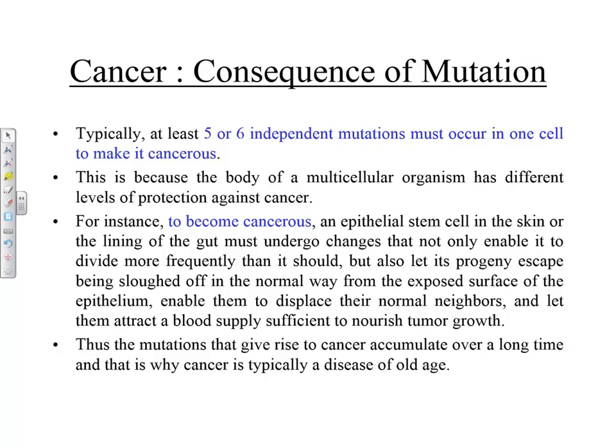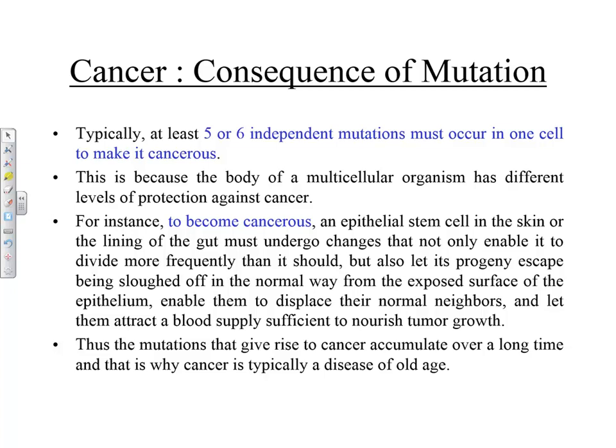Remember, the cells on your skin are replaced once every 10 days. The cells lining your gut, once every 3 days. So even if the cell is trying to become cancerous, in the normal procedure, it should be gone. In 10 days, it's gone, right? So it needs to do something more than that in order to develop full-blown cancer.